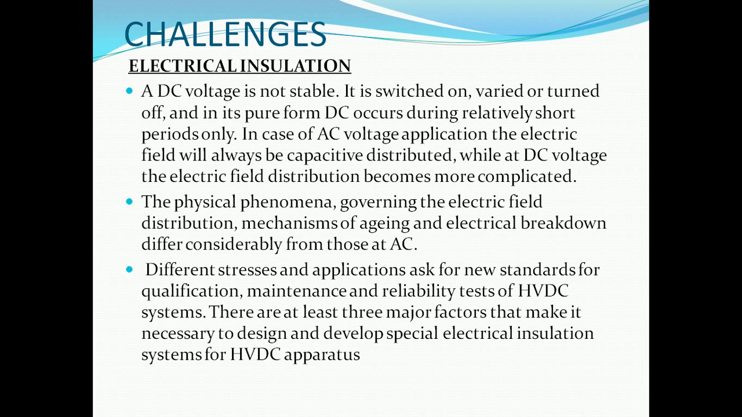Physical phenomena such as those governing the electrical field distribution, mechanisms of aging, and electrical breakdown differ from those of an AC. In case of an AC voltage application, the electric field distribution is always capacitively distributed, while in case of DC voltage, the electric field distribution is more complicated, and different stresses and applications ask for new standards of qualification, maintenance, and reliability tests for an HVDC system. Hence, the need to design and develop special electrical installation systems for HVDC apparatus becomes more and more important.